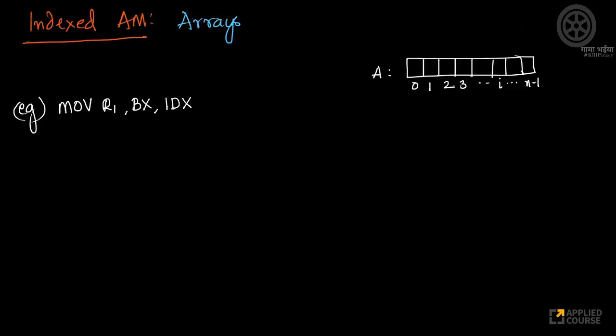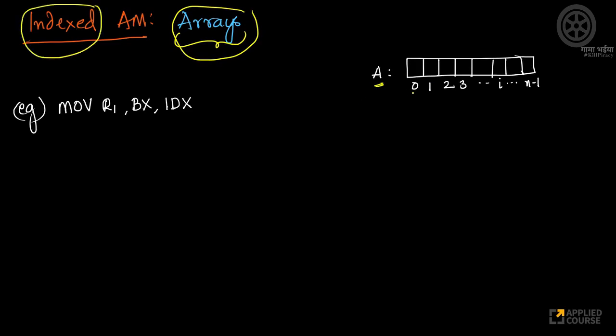Okay. The next concept is called indexed addressing modes. Again, arrays are a very, very important data structure in most programming languages, right? Imagine if I create an array A in the C programming language, it starts with index 0. This is called indexed addressing mode because arrays are always indexed.